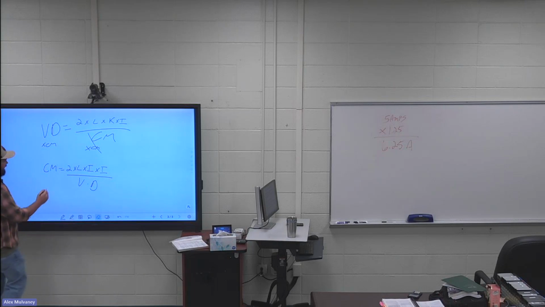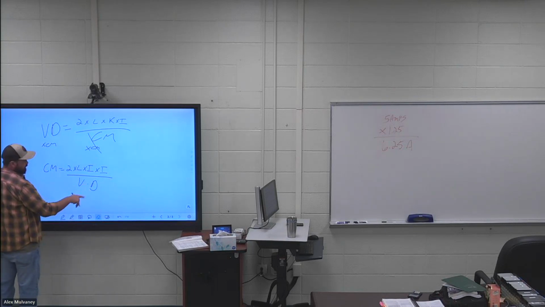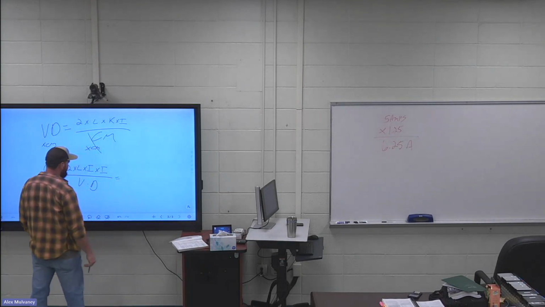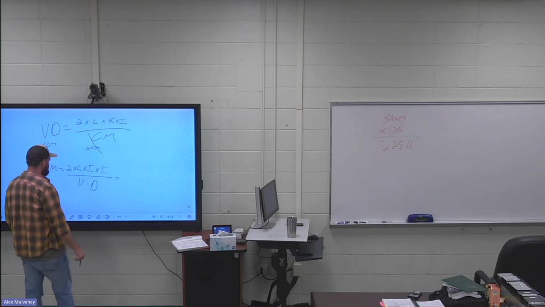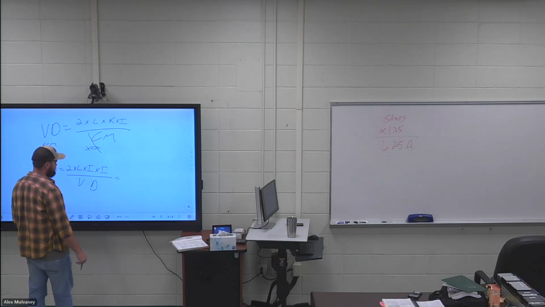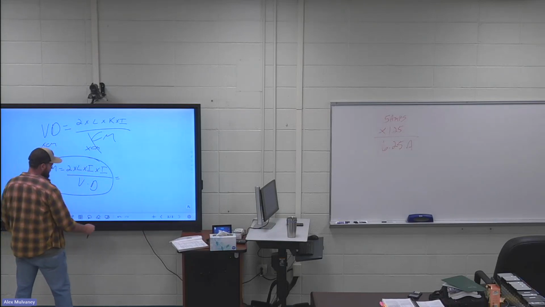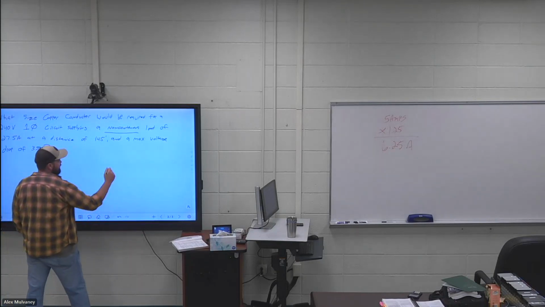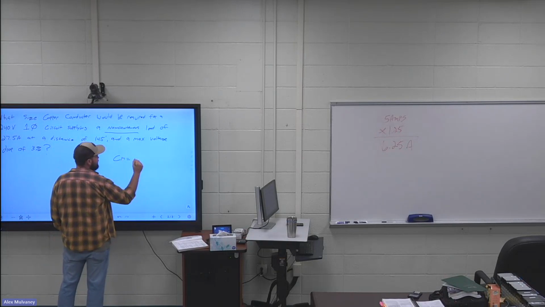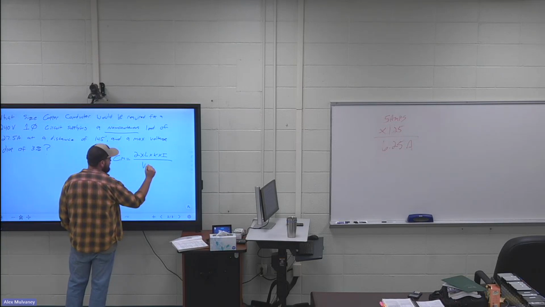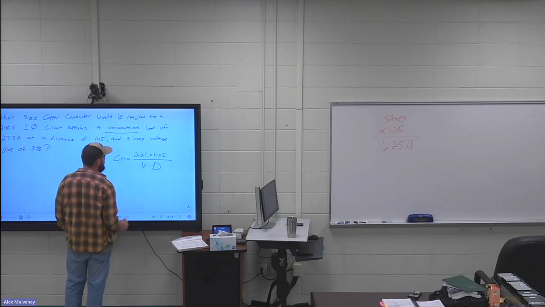So if I want to know my size, and I know my drop has to be less than what percentage? 3%. What's 3% written as a decimal? Or let me just take this equation and move it back to the other one. So circular mills is equal to 2 times L times K times I over the voltage times my voltage drop, right?